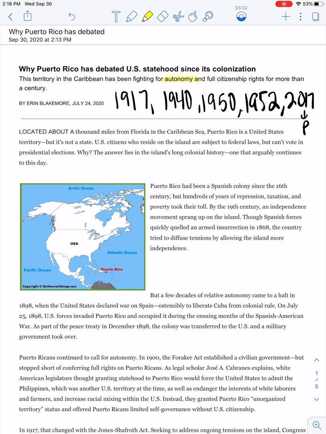All right, so it says located about 1,000 miles from Florida in the Caribbean Sea, Puerto Rico is a United States territory, but it's not a state. U.S. citizens who reside on the island are subject to federal laws, but can't vote in presidential elections. So that might be the first bit that you should highlight here. Why? The answer lies in the island's long colonial history, one that arguably continues to this day.